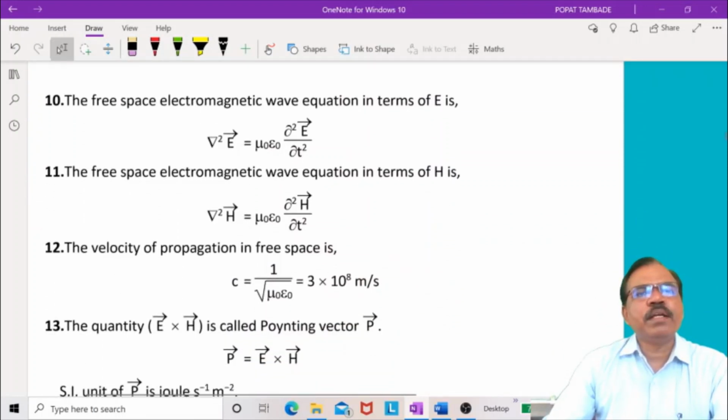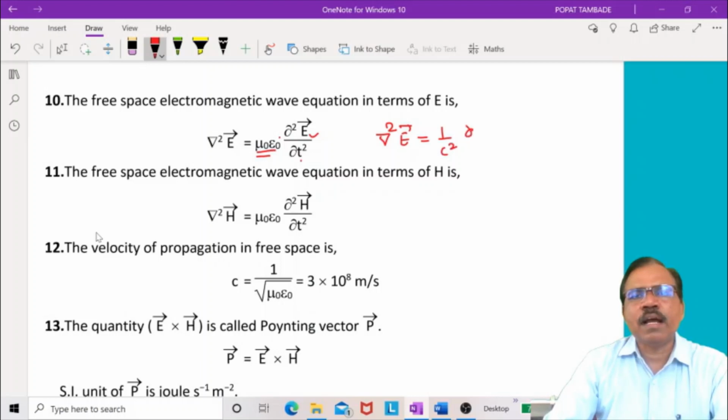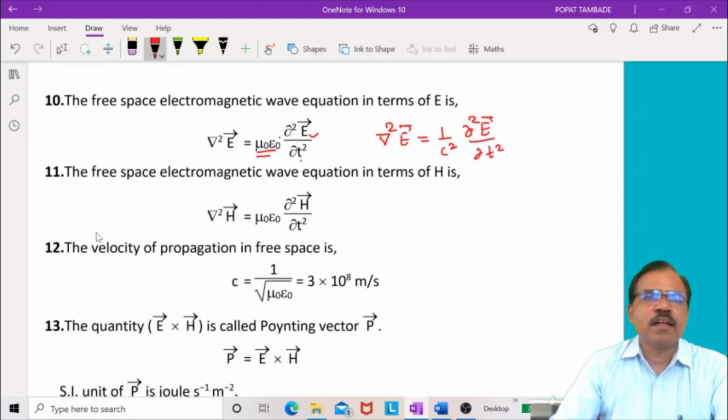Now the free space electromagnetic wave equation is given as del square E is equal to mu 0 epsilon 0 ∂²E/∂t². Actually, this is the wave equation. Del square E is equal to 1 upon c square ∂²E/∂t². This is the wave equation.